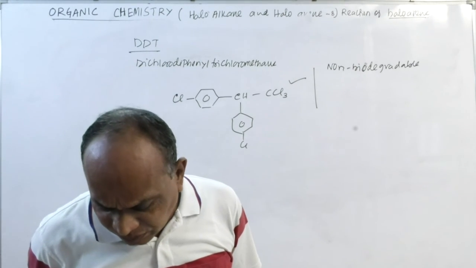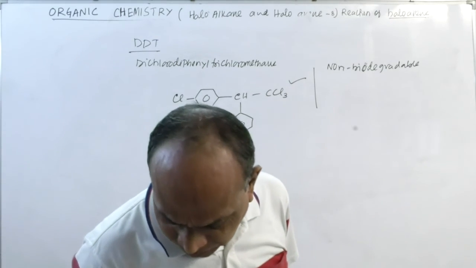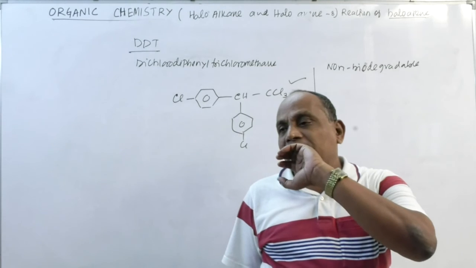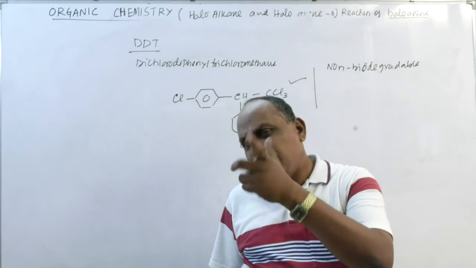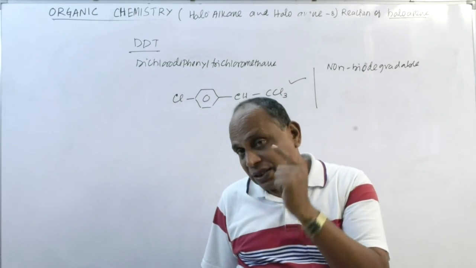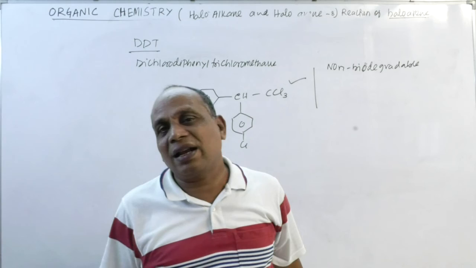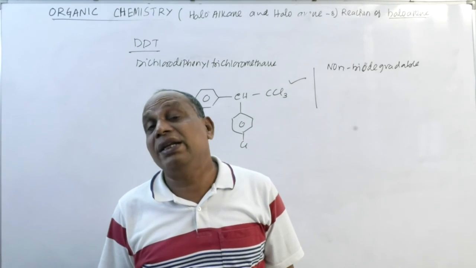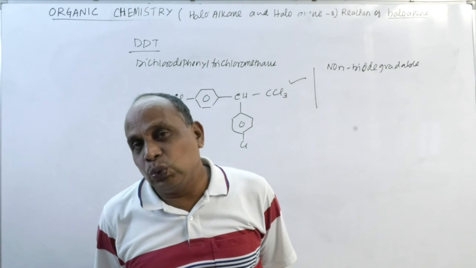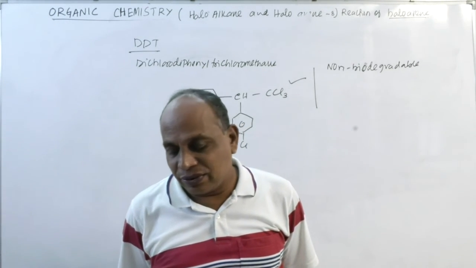And when it gets consumed by animals or fishes, it is not metabolized. What is metabolized? It means it is digested. It is not broken down in our food. It gets deposited in the fatty tissues, which causes damage. So these are the uses.